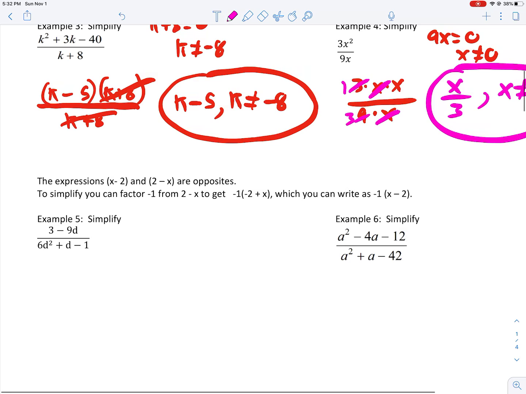Now, sometimes you're going to get an expression like x minus 2 and 2 minus x. Those are just opposites of each other. So by factoring out a negative, we can make them the same. So if you factor out a negative 1, now you have negative 1 times negative 2 plus x, which is the same thing as x minus 2.